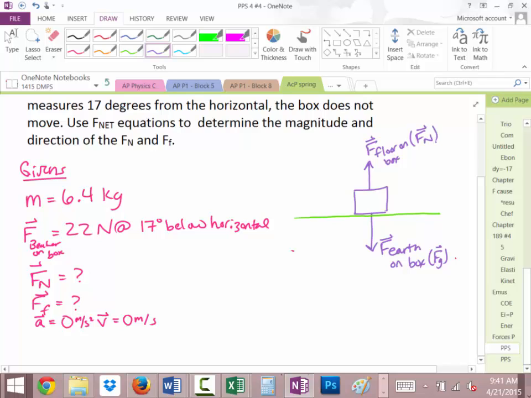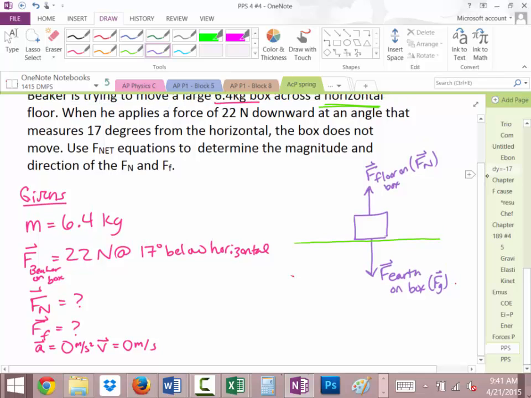Are we doing okay so far? Is this coming back to you? It's been a little while since we've done this, but I'm hoping that it's kind of coming back. All right. I've got two forces acting. Are there any other forces acting?